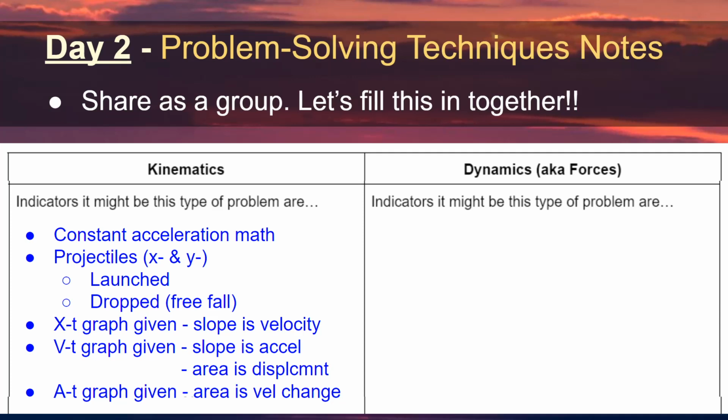Okay, if you have an AT graph, since your acceleration would be constant, that wouldn't be super useful because it would just give you the acceleration. However, the area of that graph also has meaning. The area of your AT graph would represent the change in velocity of that system or object. Does anybody have anything else to add for any indicators that you might be dealing with a kinematics problem?